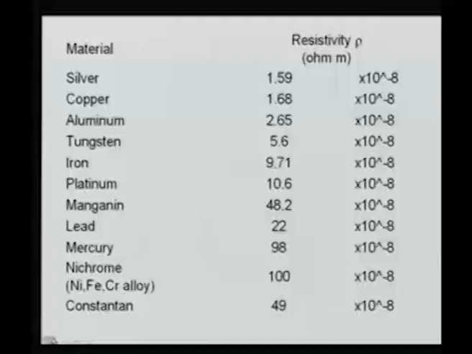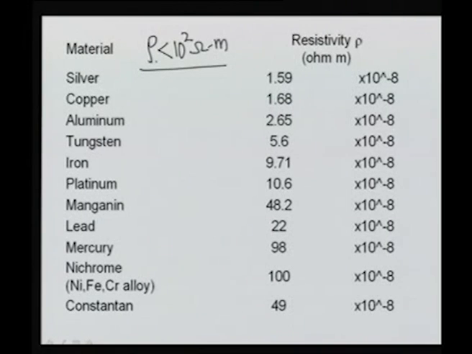Okay. Now in order to do that, let me start with this particular table. I think I will make it full screen. Now look at this particular table. I said that we shall agree to call a substance a conductor provided its rho was what? Less than 10 to the power of 2 ohm meter. This is the criterion that I gave for a conductor.